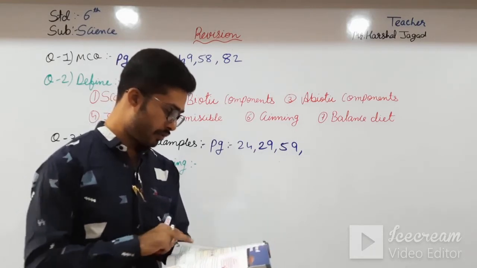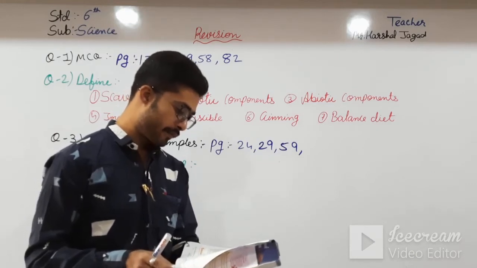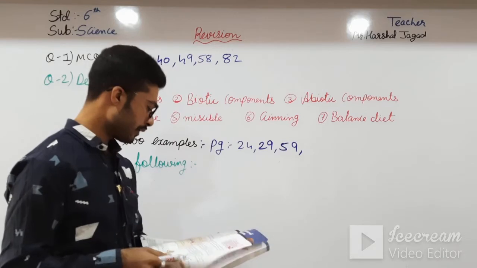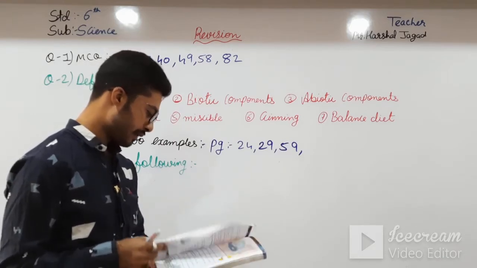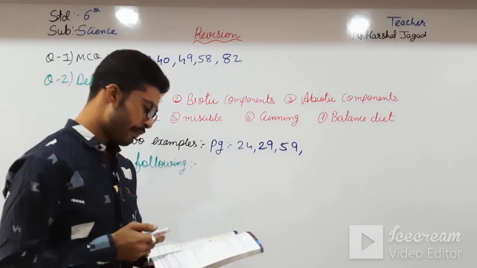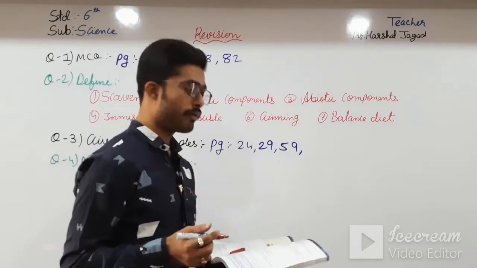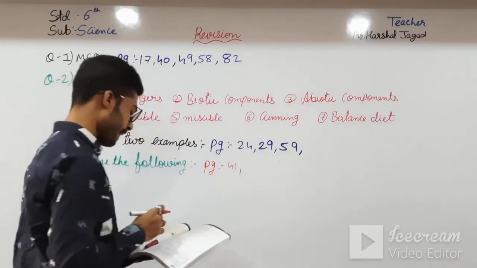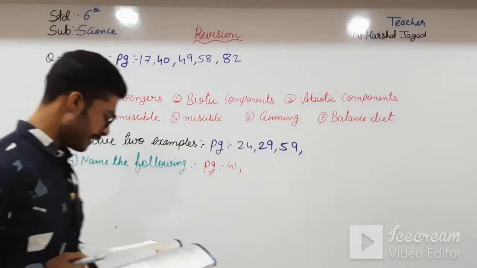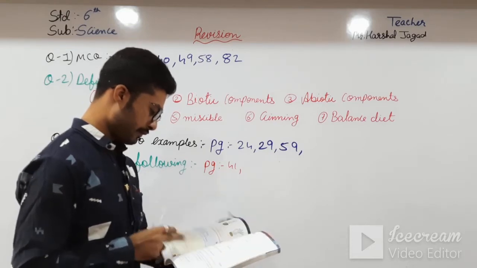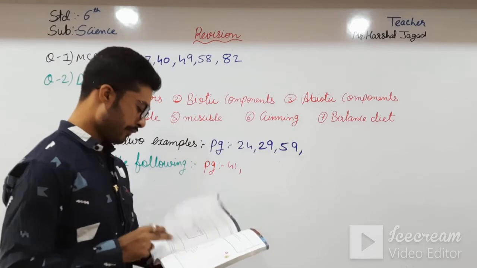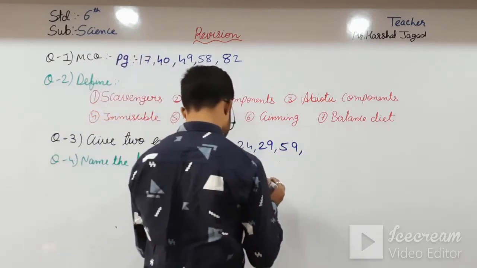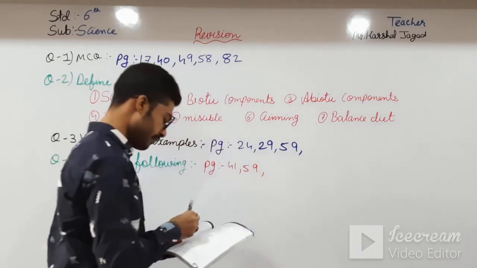On chapter number 2, name the following, no, it is not there in chapter number 2. Moving towards chapter number 3, from that I can ask, write one word for the following. So that can be asked, page number 41. Now next, chapter number 5. See here also there is one word: write one word for the following, on page number 59. Another.